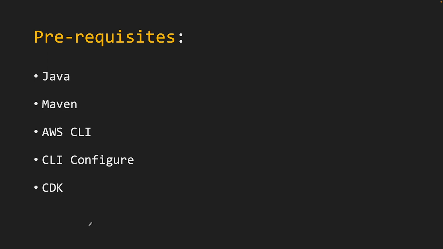Let's talk about prerequisites for the CDK app in Java. First and foremost is obviously Java, and second is Maven. Maven is the default package manager for CDK in the Java language. Then you should have AWS CLI installed, and that CLI should be configured for your account. Then obviously CDK should also be installed, and for installing CDK, I think you need Node also. So let's check these applications on my machine, and then we can start with the sample CDK app.